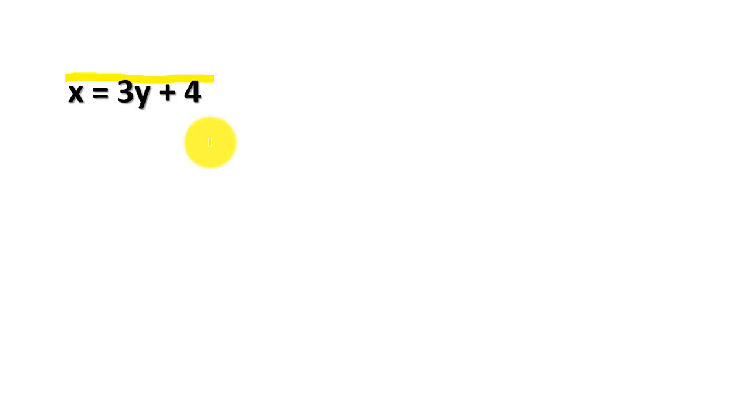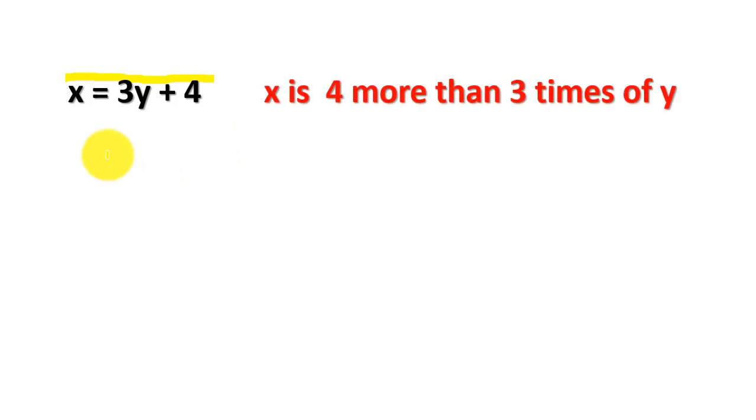In words, how can we represent? Look at here. We are discussing about x, that is x is how much greater it is? 4 more than, 4 greater than 3 times of y. Both addition and multiplication is there. So in that case, we should use this one. X is 4 more than 3 times of y. This is the sentence formulation.